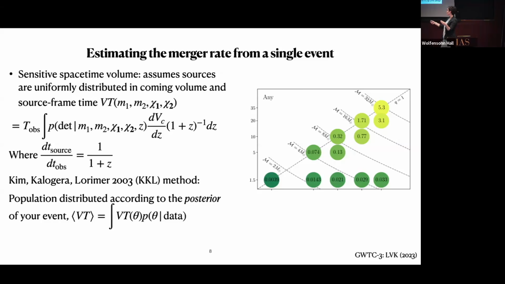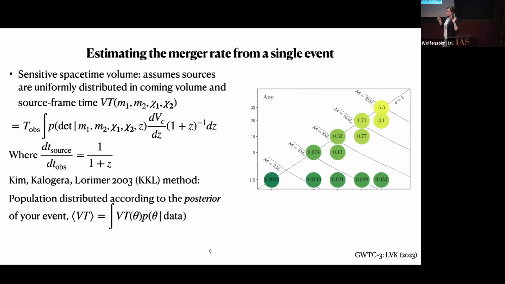Then at each redshift shell, you assume that the number of sources is proportional to the co-moving volume times this 1 over 1 plus z term, which is the conversion between source frame time and detector frame time. We're assuming sources are uniformly distributed in source frame time, which because of time dilation is not the same thing as uniformly distributed in detector frame time. In some redshift bins, time will tick slower than in other redshift bins. So it's just this integral over redshift.